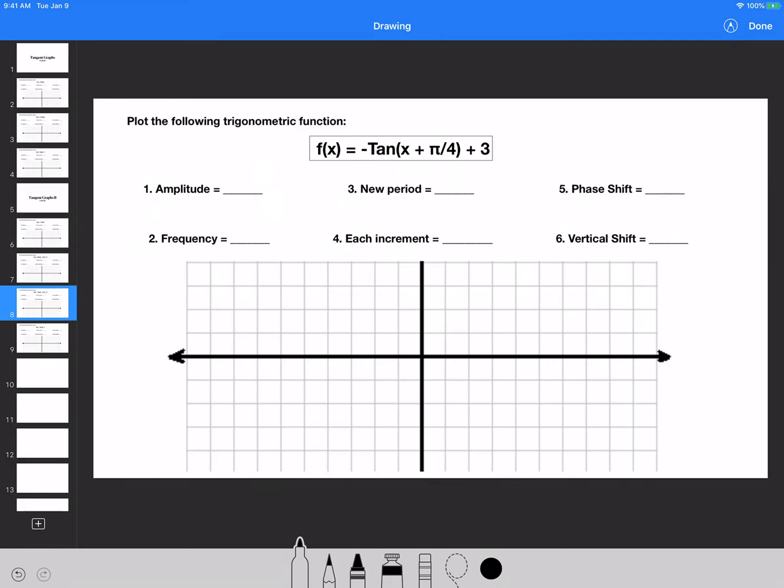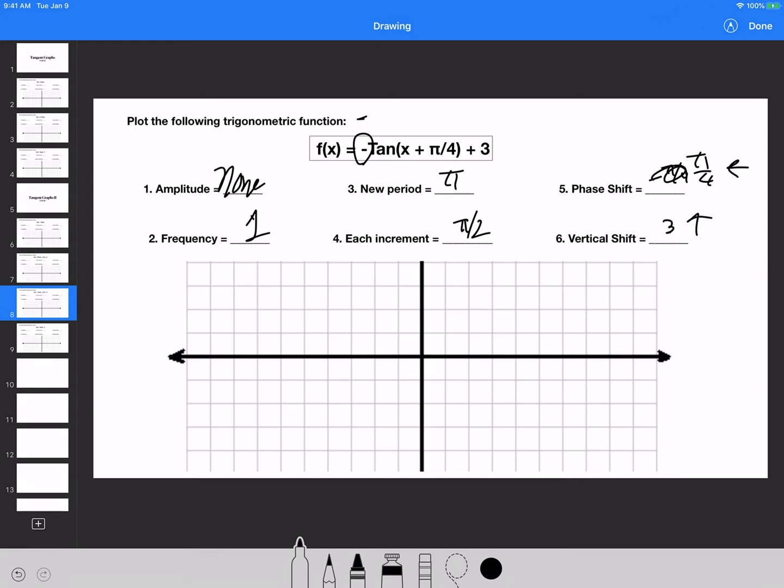Okay, now similarly, let's try this one. Because there's really no need for me to give you an amplitude, I gave you a negative sign instead. So still write none for the amplitude. Frequency is 1, new period is pi. Remember, we're not going to be talking about changing the frequency or period paradigm until next week. Now each increment, we're going to make it pi over 2 like before. Phase shift is negative pi over 4, or pi over 4 to the left, 3 up.